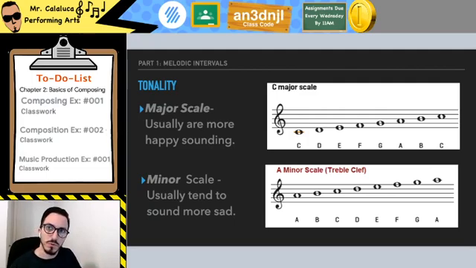So when you're picking what you want to do, tell me, are you picking a major or a minor scale that you're going to be working with here? All right, so tonality, we have that scale turning into a certain sound. We're building up our melody here.